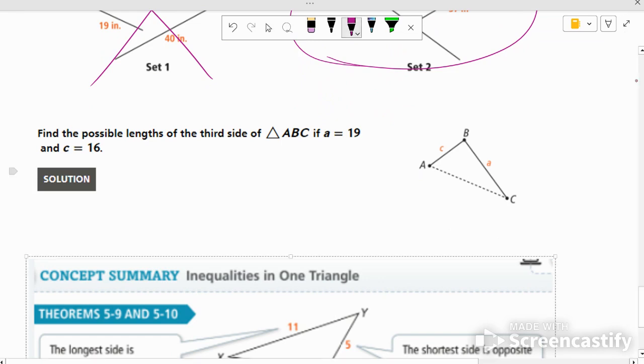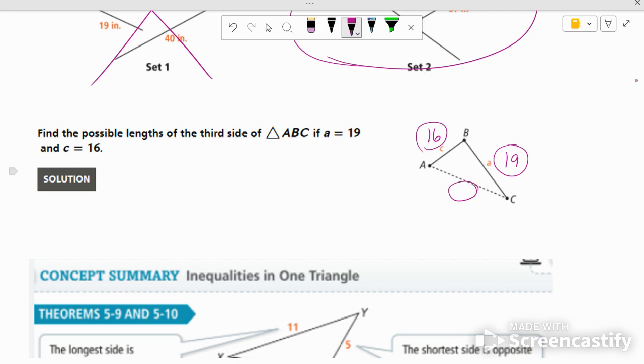All right. So, if A is 19 and C is 16, how short can this side be if 19 is the longest side? What's the shortest it could be? If this is the longest side, these two sides have to add up to be longer than the longest. 4 as a whole number, but it has to be bigger than 3. Okay, it has to be bigger than 3, because 3.1 and 16 is more than 19, right? So it has to be bigger than 3.